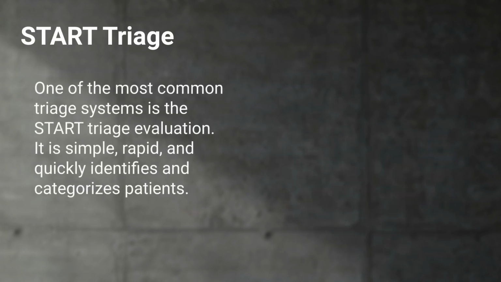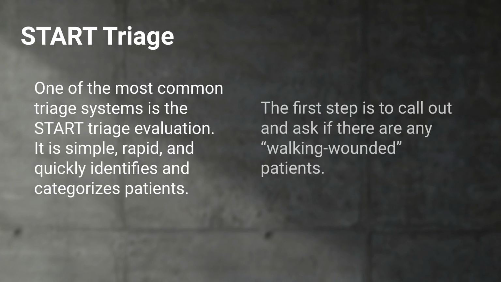One of the most common triage systems is the START triage evaluation. It is simple, rapid, and quickly identifies and categorizes patients. The first step is to call out and ask if there are any walking wounded patients. These are patients that can ambulate and are not severely injured. Don't worry, these patients will receive a secondary triage in the treatment area.